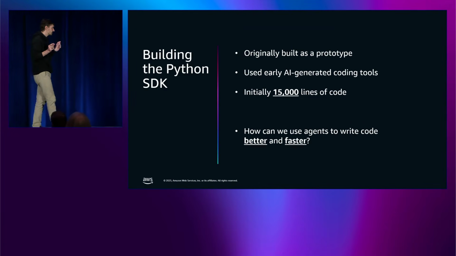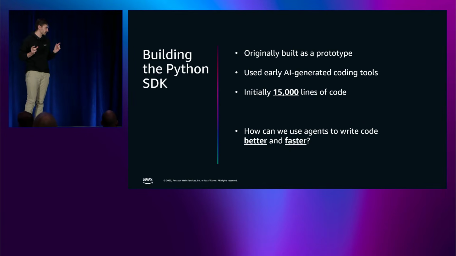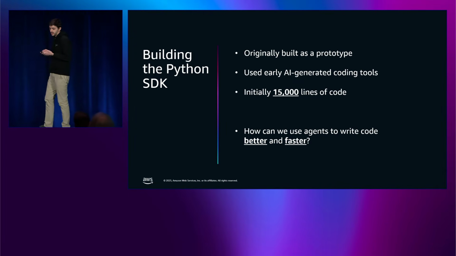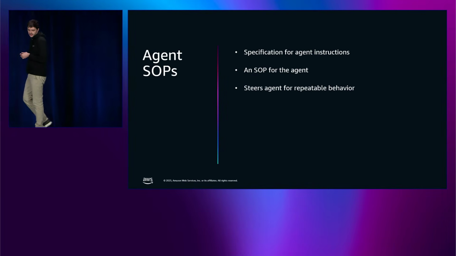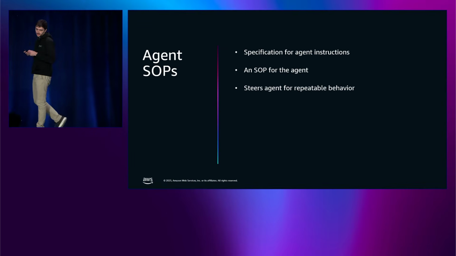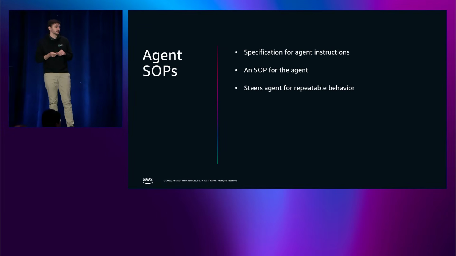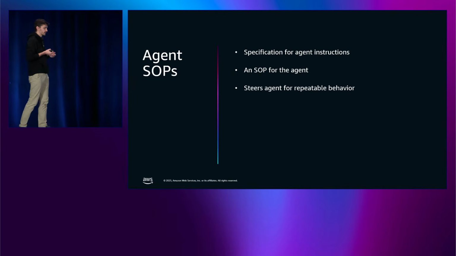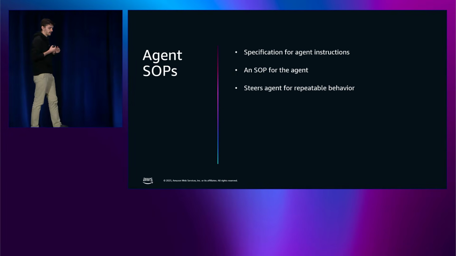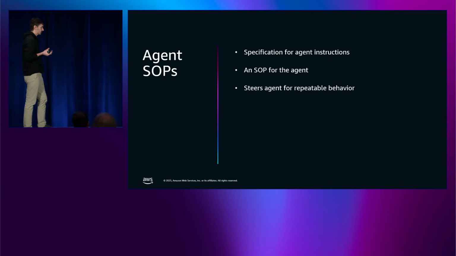And I break it into these two pieces because we came up with interesting solutions on how to do each of those. So for writing code better, we looked at agent SOPs. Ryan introduced this earlier, and to give a high-level overview, it's a specification for writing agent instructions. It's literally a standard operating procedure that an agent follows in order to accomplish some tasks. And the great thing that we found using agent SOPs is that it's great at steering agents for somewhat repeatable behavior.